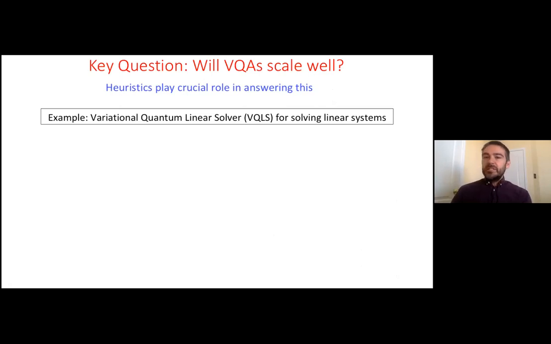For the remainder of my talk, I want to focus on the question of scalability. So, will these variational quantum algorithms scale well? That's the key question, because ultimately they're heuristic algorithms. And so we typically don't have analytical proofs that they scale well, in contrast to the textbook algorithms that you see in quantum information textbooks like Shor's algorithm. And so, of course, numerical heuristics will play a role in this.